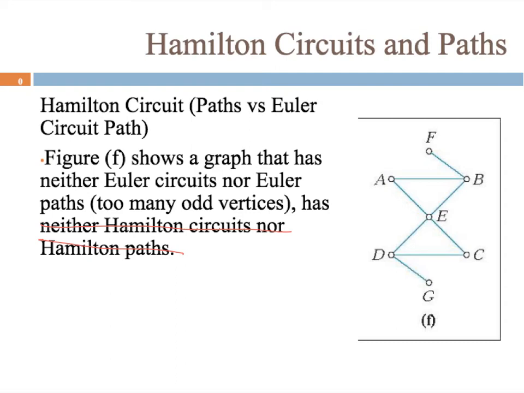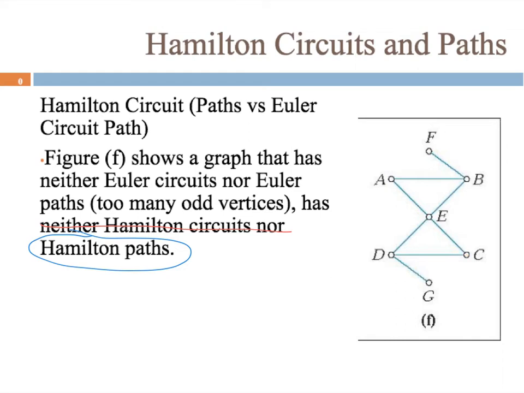F, let's see, if we were to start at F, we could actually go from F to B to A to E to C to D to G pretty easily. We've hit all the vertices. So there is a path available. So we have a Hamilton path. So that works for this. But a circuit will not work, and the reason for that being F and G out there all alone.